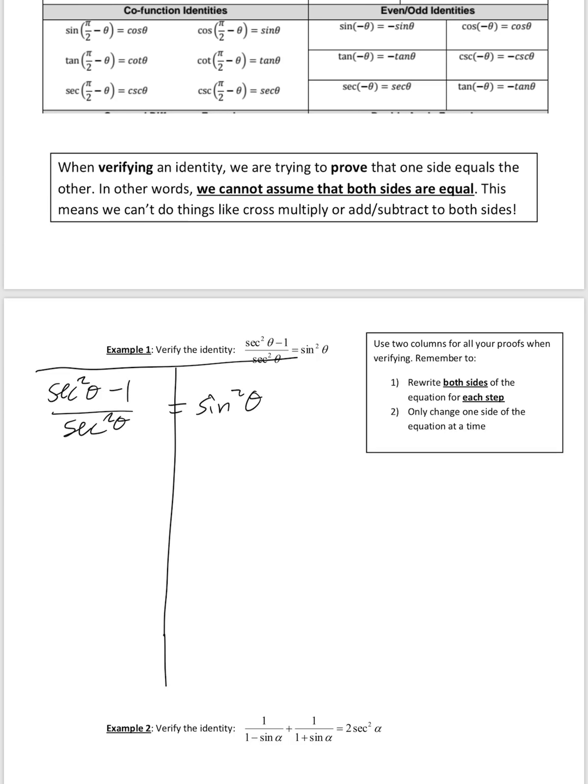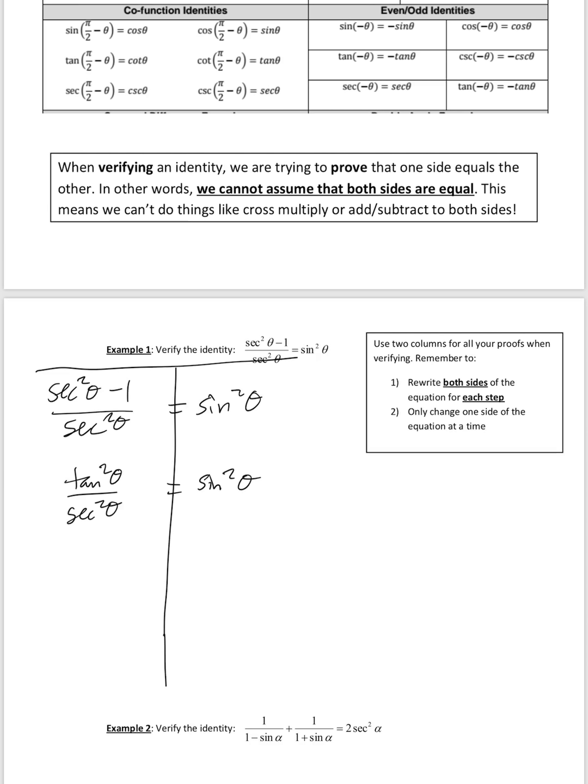the left side is more complicated, so I'm going to try to simplify that. I'm looking at those secant squareds, and immediately I'm thinking Pythagorean. I know that 1 plus tangent squared equals secant squared. In other words, secant squared minus 1 equals tangent squared. So I'm going to take that numerator there and rewrite it as tangent squared over secant squared equals sine squared.